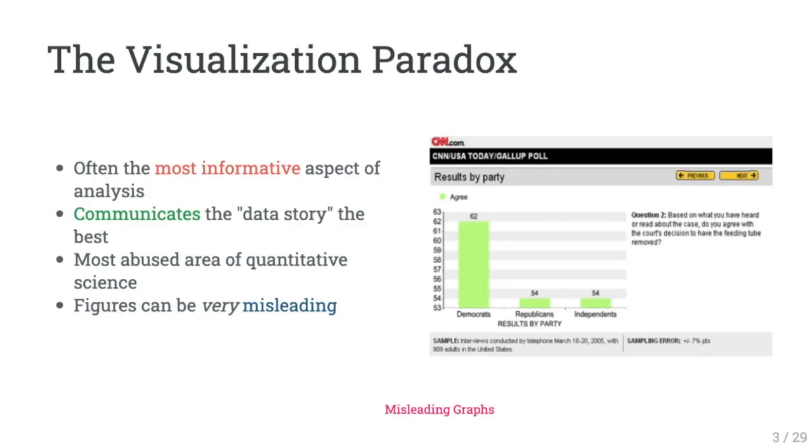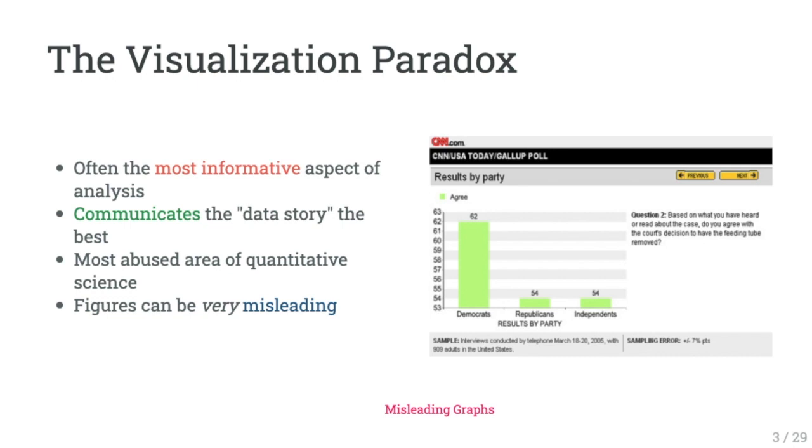Now, one thing about data visualization is there's this visualization paradox. What's interesting is it's often the most informative aspect of our analysis, and it often communicates the data story the absolute best. So when you're writing a paper, usually the figures that you put in are going to be some of the most influential and informative part of your paper. However, it's also the most abused area of quantitative science because figures can be very, very misleading.